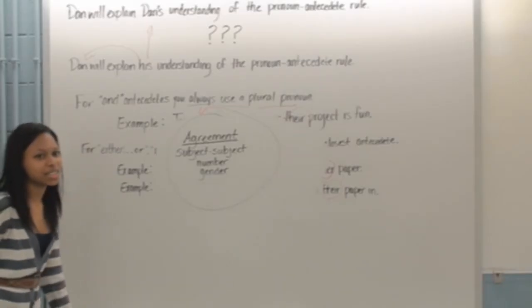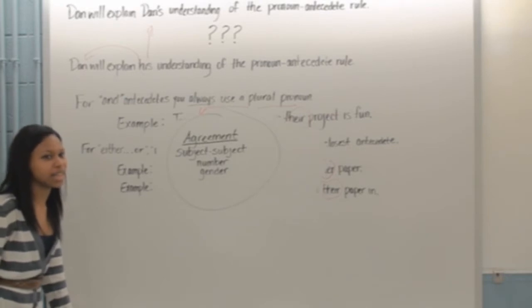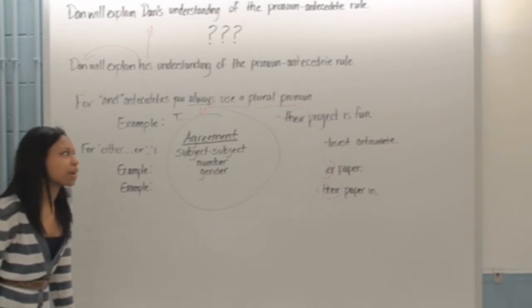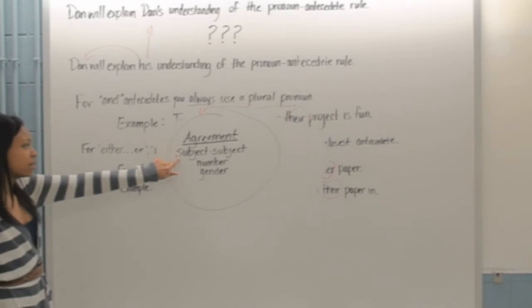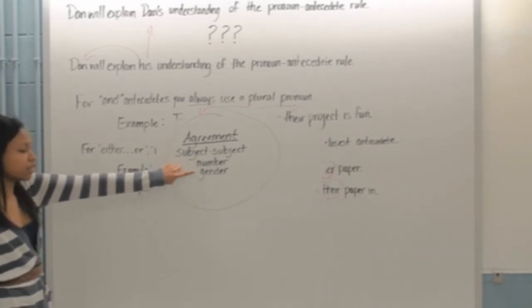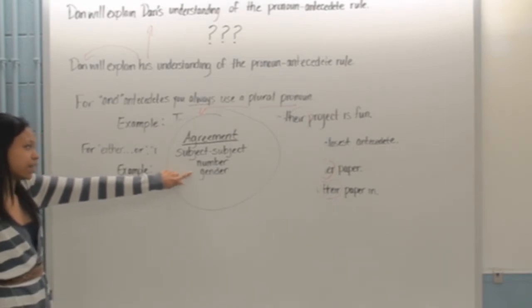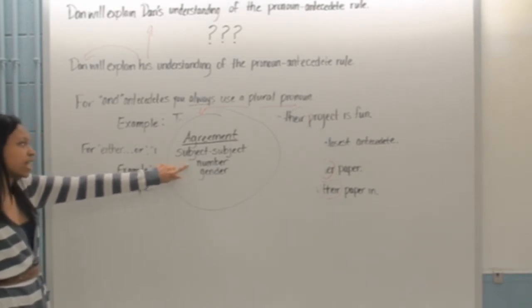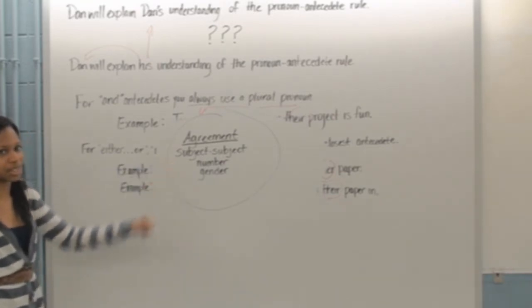Hey tutors, are your tutees having problems with the pronoun to antecedent agreements? Just remember a couple of things. The agreement must be subject to subject or object to object, number, and gender. So if it's feminine, you use feminine. If it's plural, you use plural. And if it's subject, remember to stay in subject, and object, remember to stay in object.